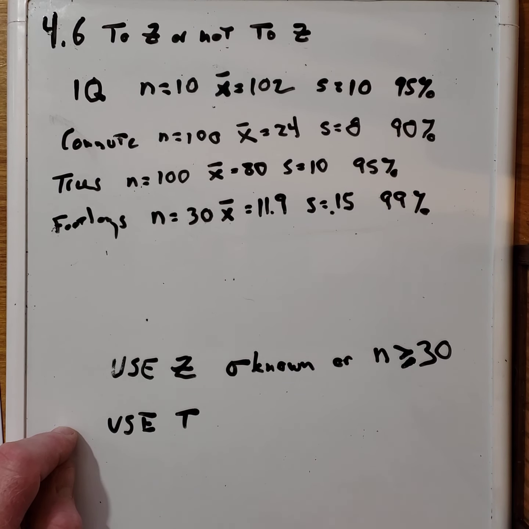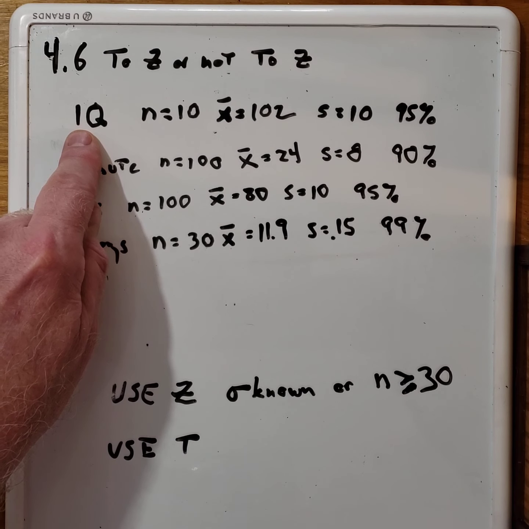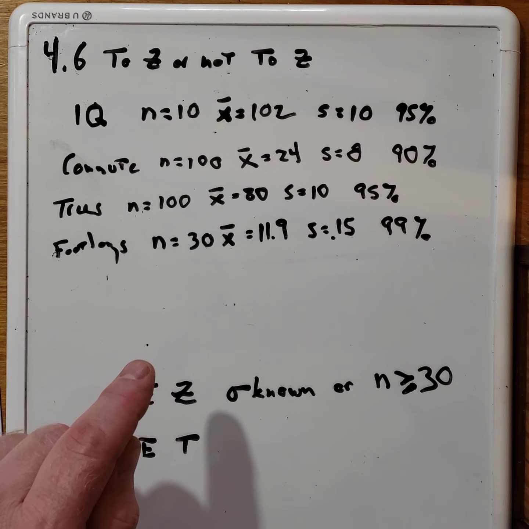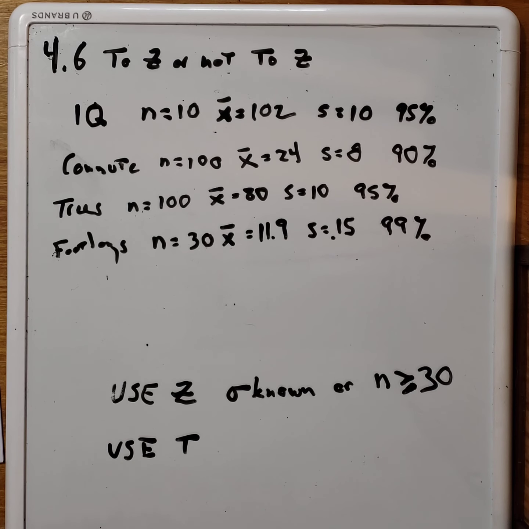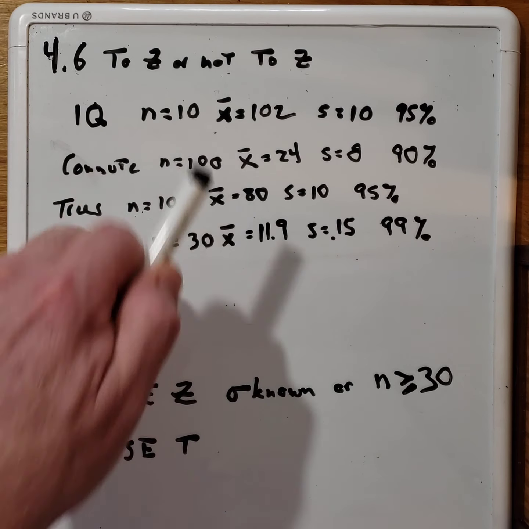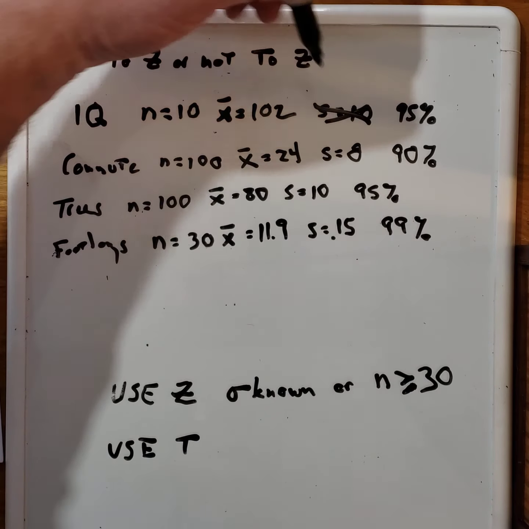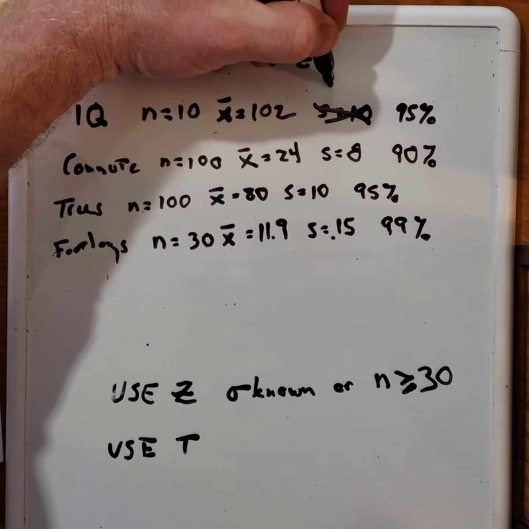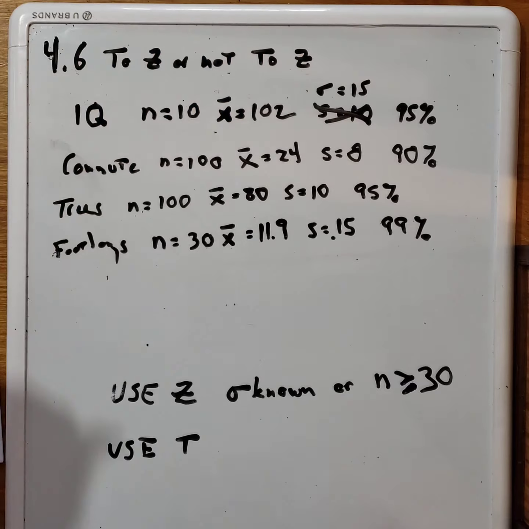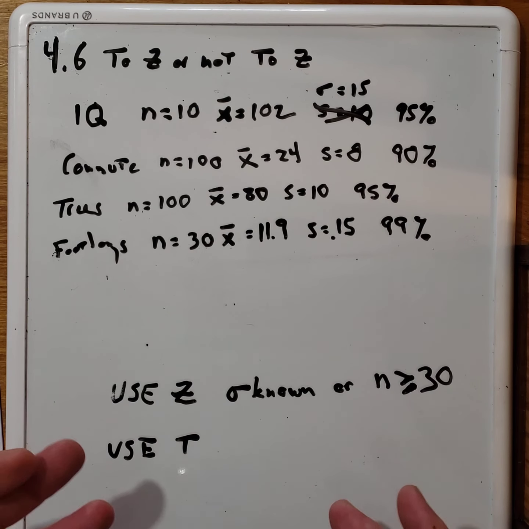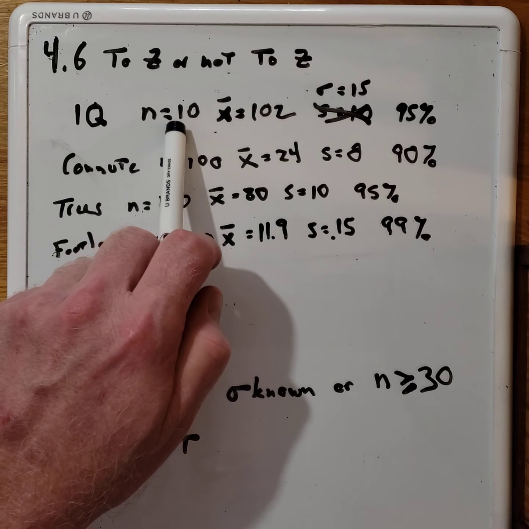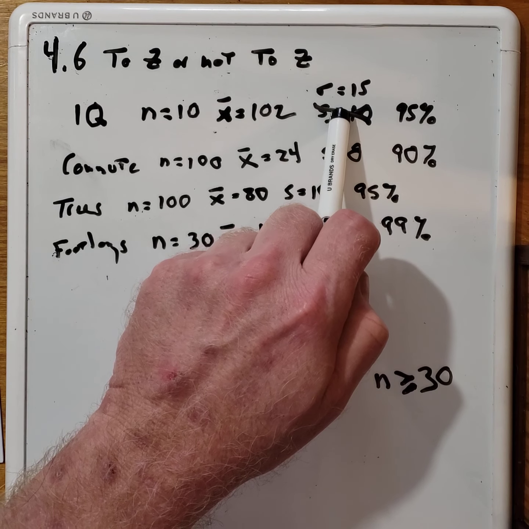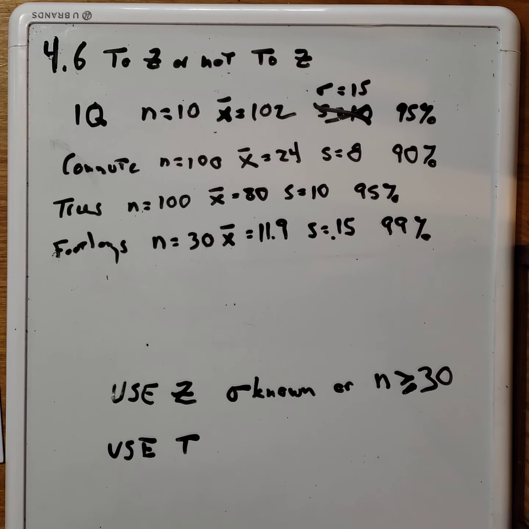So let's look at a couple of these. In the situation of IQs, we had a sample of 10, which is very small, so we're in danger of needing to use the t-distribution. But we happen to know the standard deviation for the population of IQs. We know that's 15. We've been doing it all semester. So we can use the z-distribution for this. What we wouldn't do is use the standard deviation of our sample. We would instead use sigma of 15 to calculate our interval. We'd use z-interval with n of 10, x bar of 102, sigma of 15, and 95% confidence.